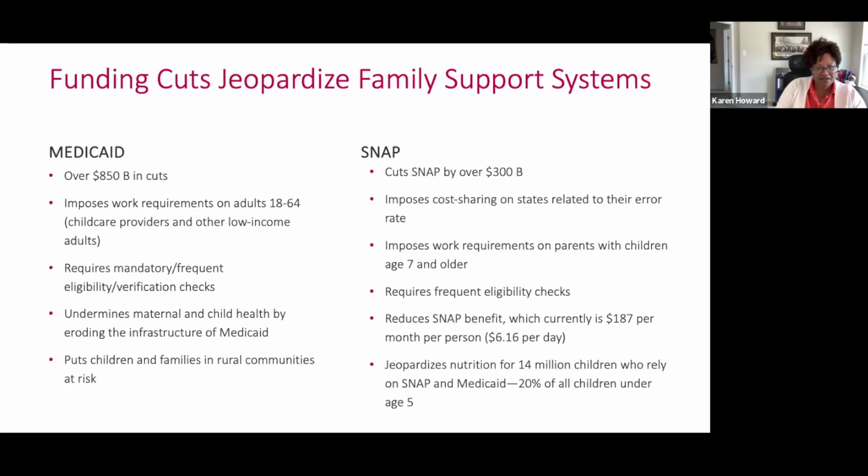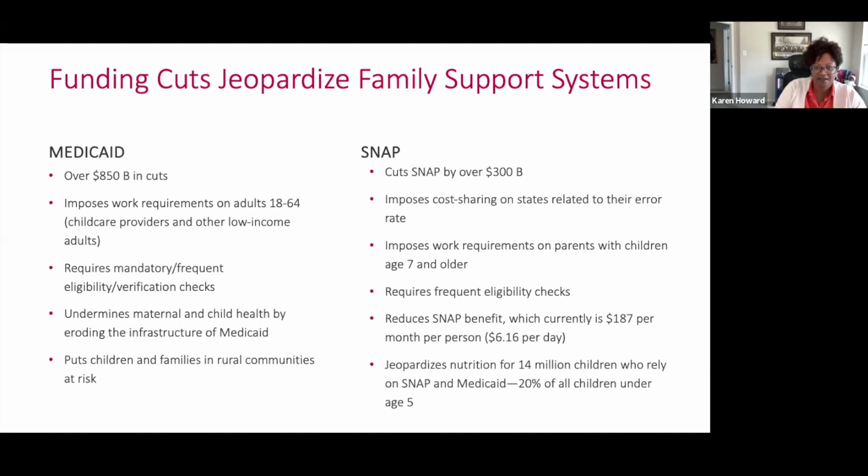On the other side of it, it also impacts the Supplemental Nutrition Assistance Program. This is our country's #1 program to fight child hunger. It cuts SNAP by 300 billion. It imposes cost sharing on states that didn't occur before. So states will have to come out of their budget to pay for SNAP. It requires, again, frequent eligibility checks, and it reduces the actual SNAP benefit, which was already very lean.